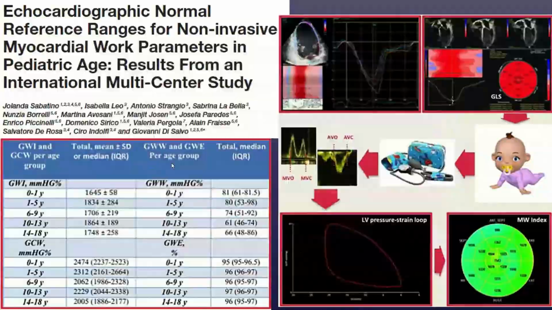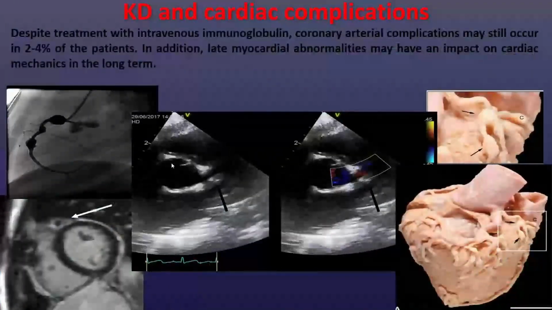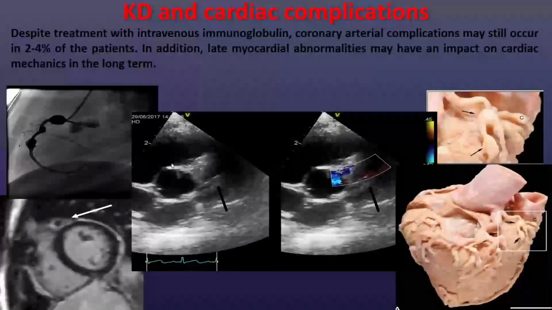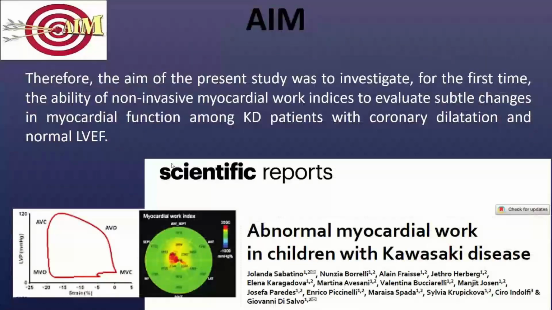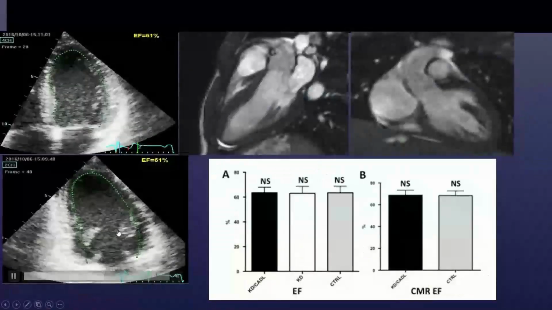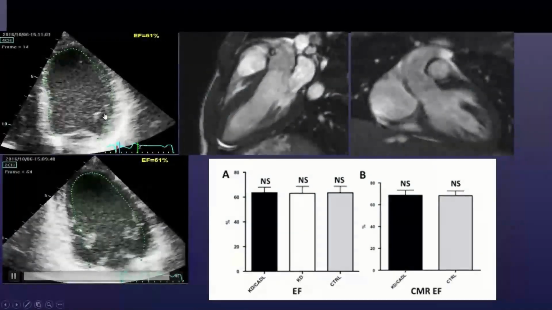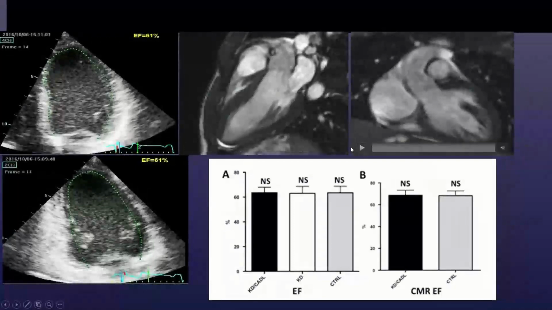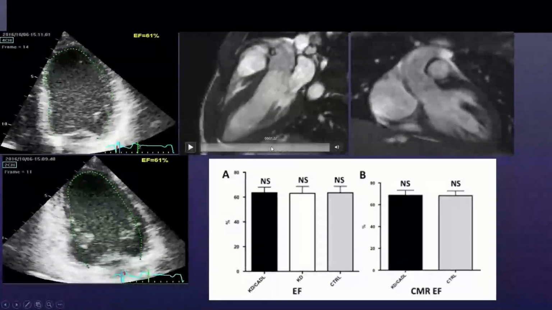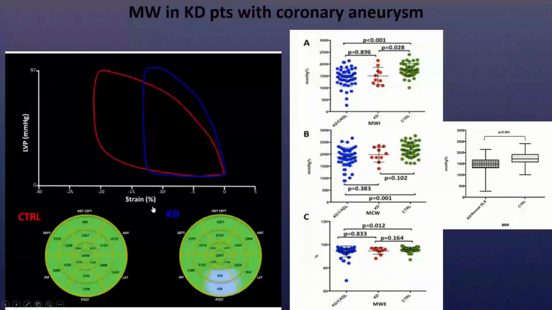We also used this technique in patients with Kawasaki disease, with persistent coronary artery dilatation. Despite the presence of normal ejection fraction as assessed by echo or as confirmed by cardiac MRI, we demonstrated the presence of abnormal myocardial deformation and abnormal myocardial work in Kawasaki disease patients with coronary artery aneurysm.